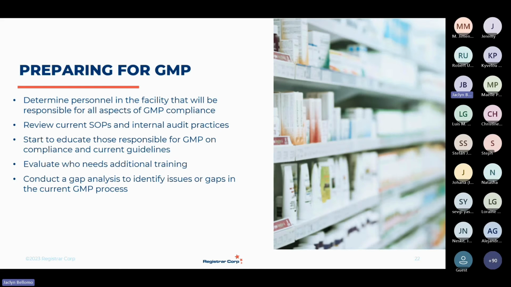My biggest thing is to review your current SOPs and your internal audit practices. This is where you see where there might be some gaps, there might be some issues. It's important to start to educate those that are responsible for GMP on compliance and current guidelines. Evaluate who needs additional training. The biggest is the gap analysis, to identify what issues or gaps there are in the current GMP process. I say that because, without continuous auditing, without having a process in place, there might be many chances where there are gaps in a process.